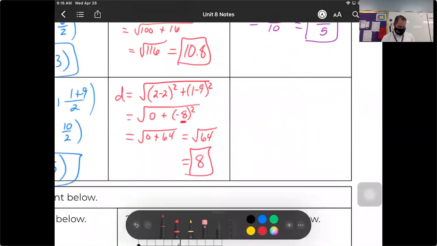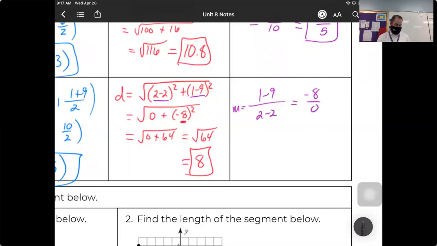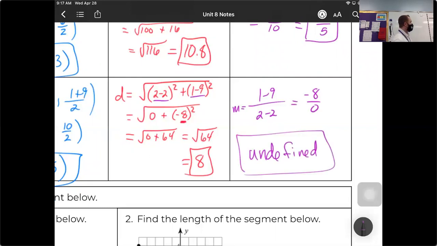So when I go to do my slope, I'm going to take the difference of the y values, 1 minus 9, over the difference of the x values, 2 minus 2. That gives me negative 8 over 0. When you have 0 on the bottom of a fraction, what do you get for an answer? Undefined. Okay? When you have 8 over 0 or anything over 0, you can't do that mathematically.